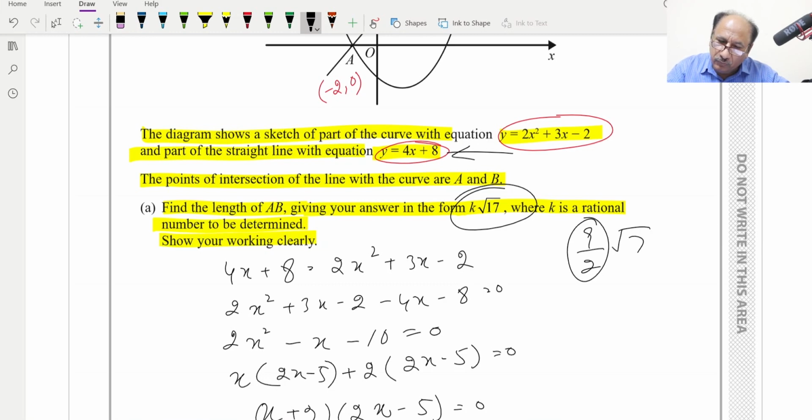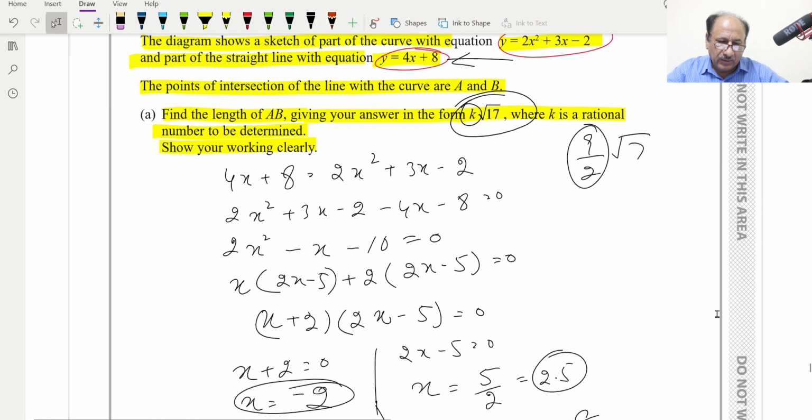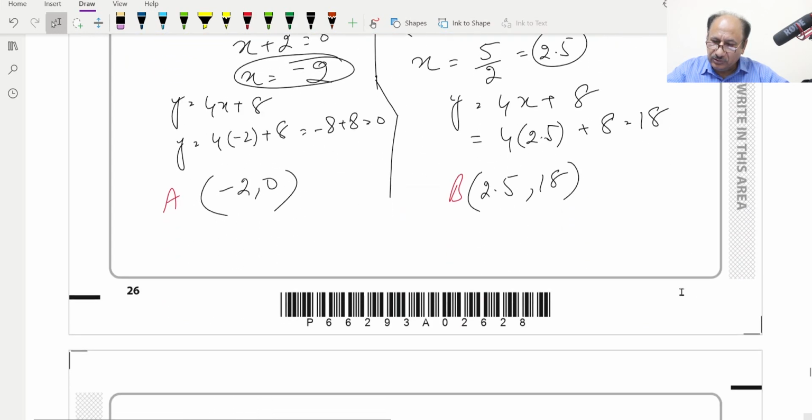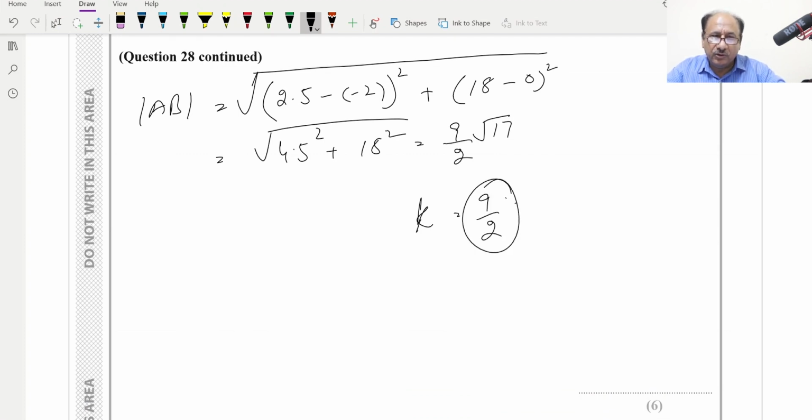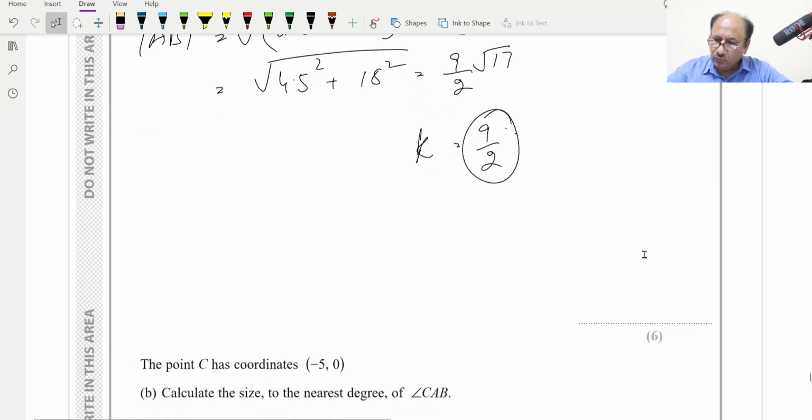It was required k under root 17, and we got 9 by 2 under root 17. So the 9 by 2 portion is for k, and k is a rational number, so the k value will be equal to 9 by 2. This will be the k value. Hopefully you understood this. So the answer is 9 by 2 under root 17, and this implies k is equal to 9 by 2.